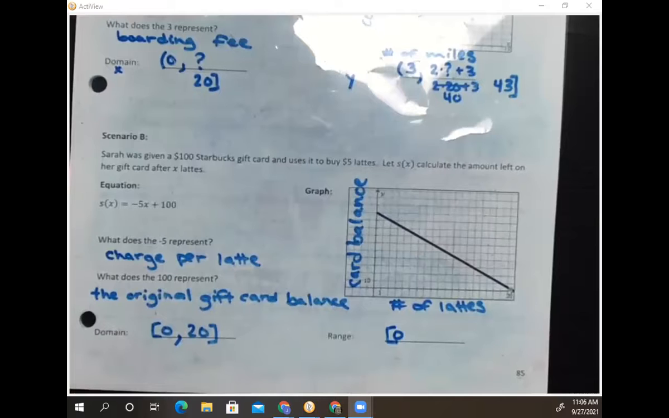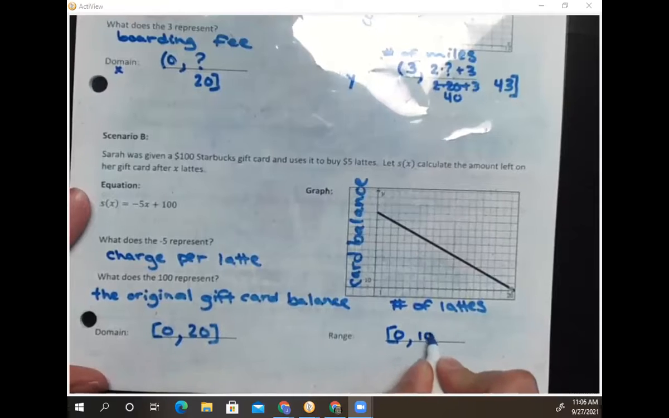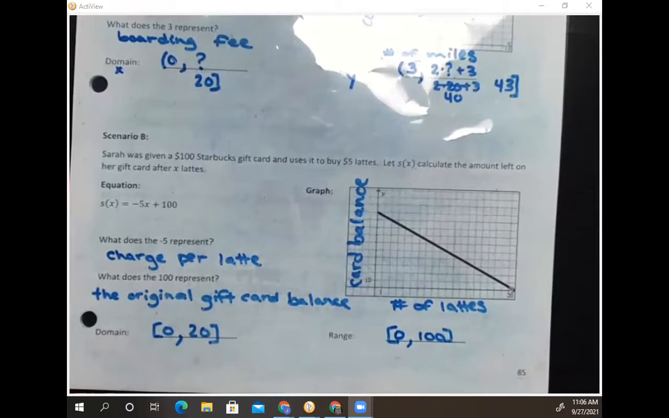What's the top end of our range? 100. Yeah, the amount I start with on that gift card, which was $100. Questions for me so far?